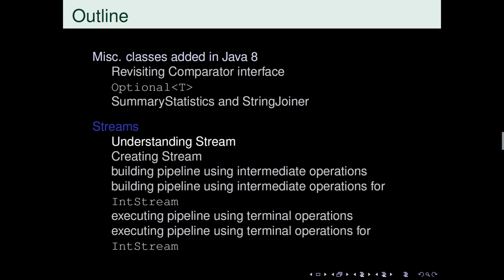So what is stream? Stream is not a data structure. Don't think of stream as a data structure. Stream is something through which multiple values will be available. Stream is something from which multiple values are available. Okay, fine.